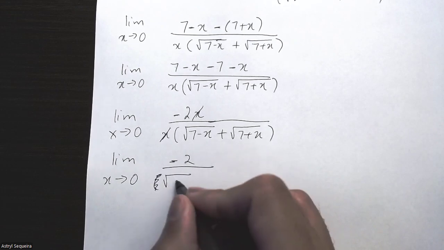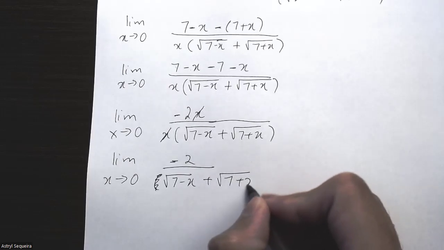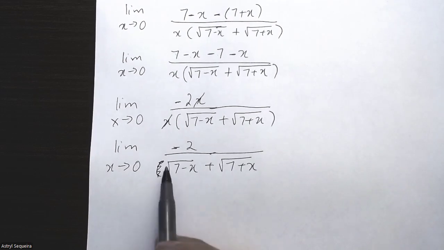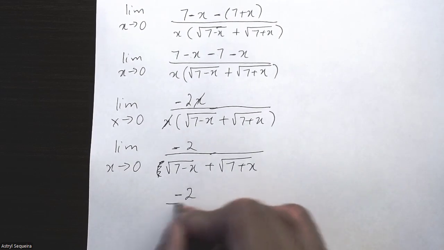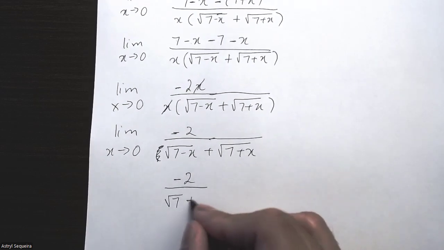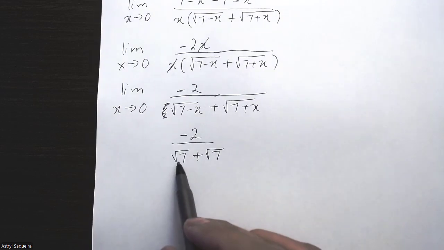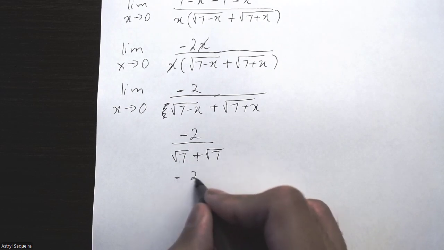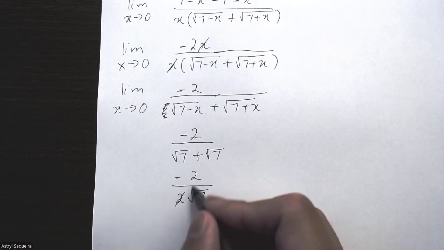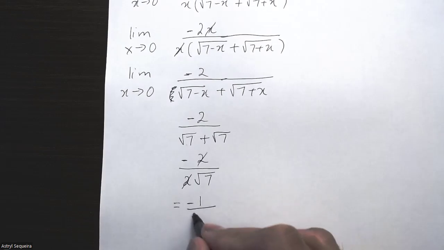oh, I guess I don't need a bracket anymore. Root 7 minus x plus root 7 plus x. Now that I've done the cancellation, I can sub in my limit of 0. So that's just going to be negative 2 over root 7 minus 0. That's just root 7 plus, again, 7 plus 0 is just root 7. Root 7 plus root 7 is just 2 root 7. Then these twos can cancel. So you're left with the final solution of negative 1 over root 7.